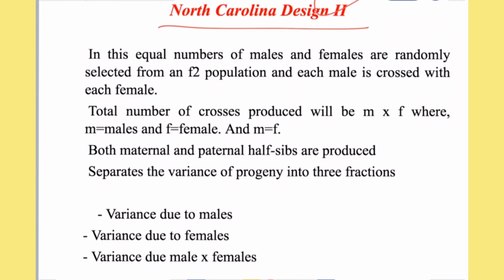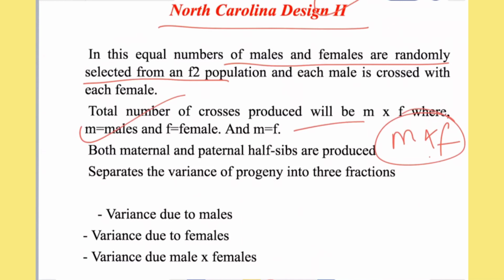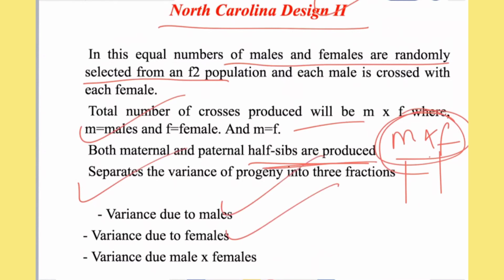In this design, an equal number of males and females are randomly selected from the F2 population, and each male is crossed with the same set of females, while in NCD1, each male is mated with a different set of females. Now the total number of crosses produced in NCD2 is M into F, where M is the number of males and F the number of females, both equal, and both maternal and paternal half sibs are produced. It also separates the variance of progeny into three fractions: variance due to male, due to female, and due to male into female interaction, while in NCD1 the variance occurs due to male and female.